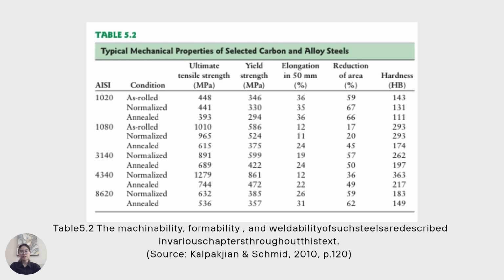Overall, this table clearly demonstrates how both composition and heat treatment determine a steel's mechanical behavior. Low carbon steel provides ductility and weldability. High carbon steels provide hardness, and alloy steel balances strength, toughness, and heat-treated response. This allows engineers to select the optimal grades for each application.